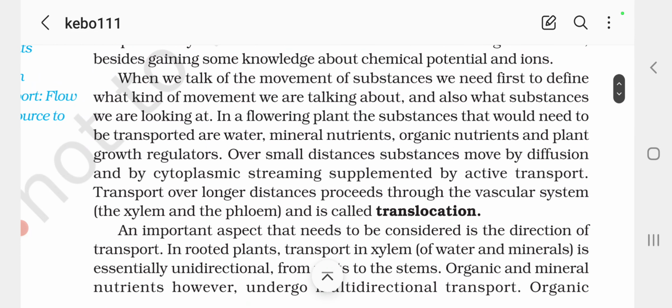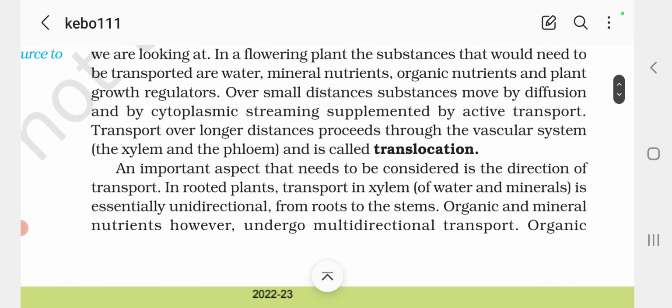When we talk of the movement of substances, we need first to define what kind of movement we are talking about and also what substances we are looking at. In a flowering plant, the substances that would need to be transported are water, mineral nutrients, organic nutrients, and plant growth regulators. Over small distances, substances move by diffusion and by cytoplasmic streaming supplemented by active transport. Transport over longer distances proceeds through the vascular system, xylem and the phloem, and is called translocation.